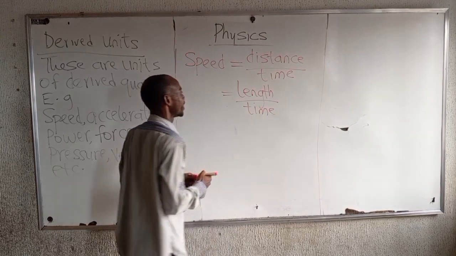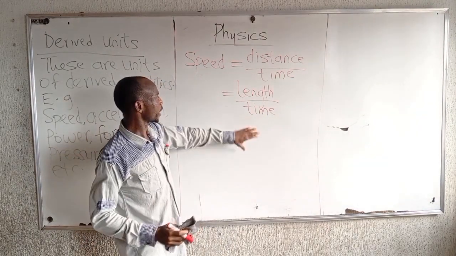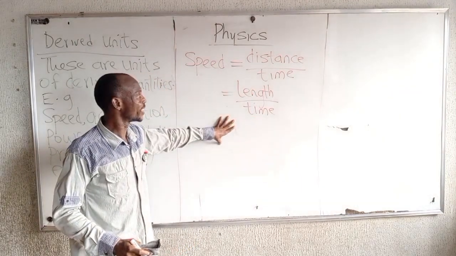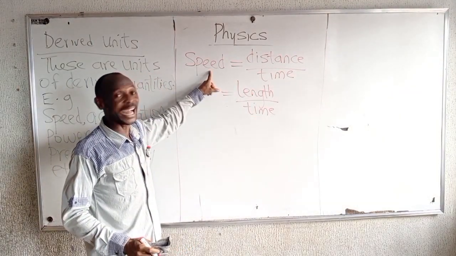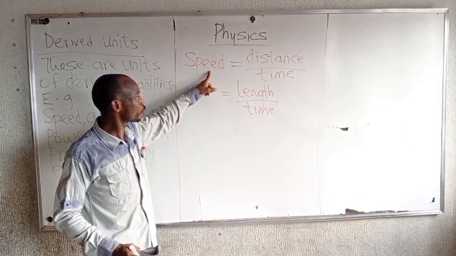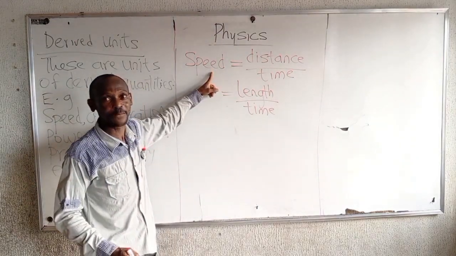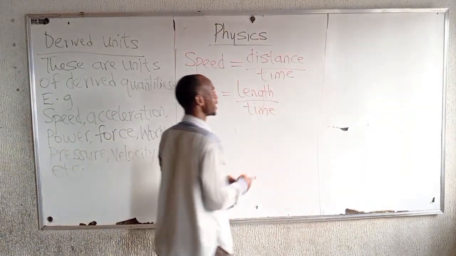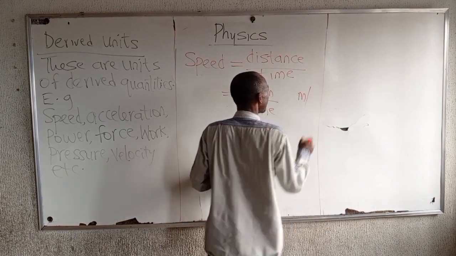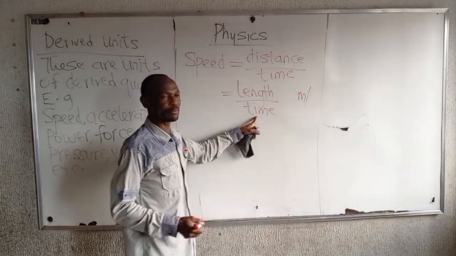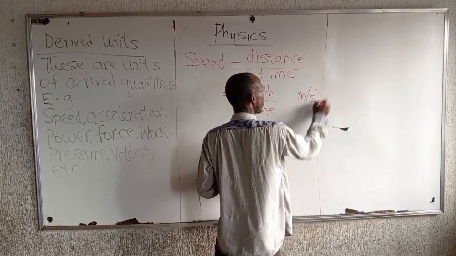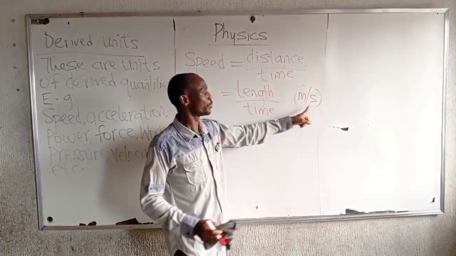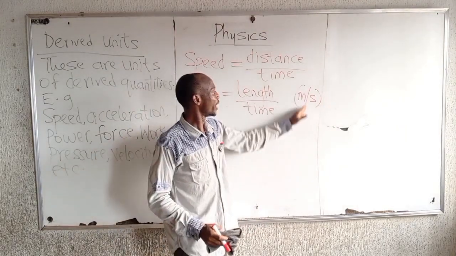So you can see that it is a combination of our fundamental quantities. If we want to look at the derived quantity of our speed here, the unit of length is meter. And the unit of time is second. So the derived unit of speed is meter per second.